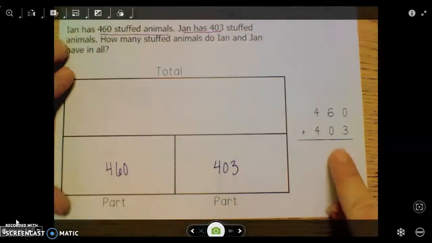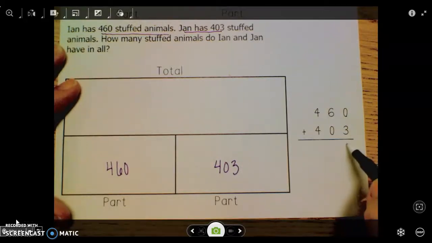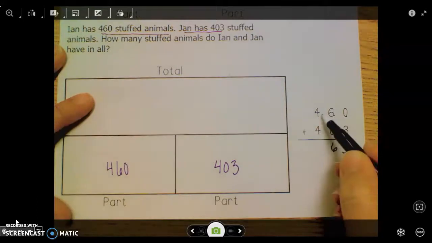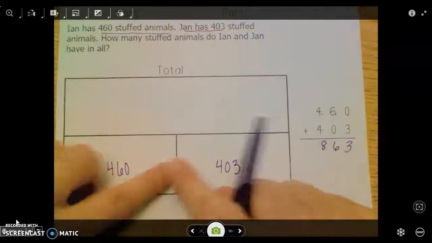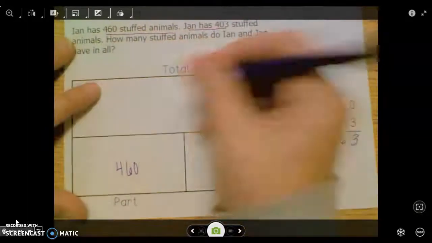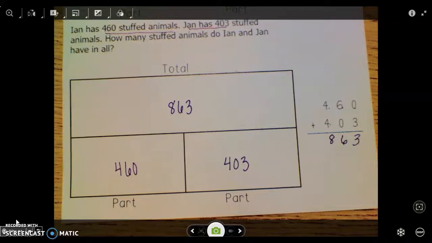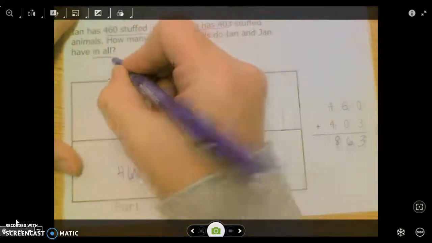So I'm going to use the traditional algorithm to figure that out. I have 0 plus 3 is 3, 6 plus 0 is 6, and 4 plus 4 is 8. So now I know my total. I put those together, and together those equal 863 stuffed animals. Now I answered my question: how many stuffed animals do they have in all?